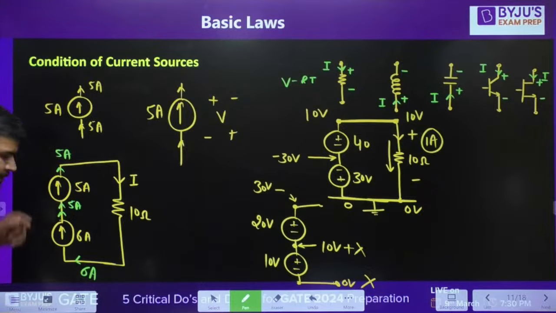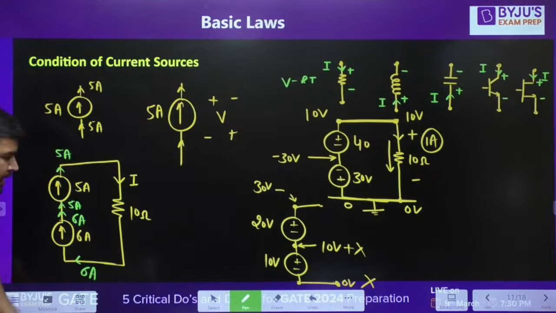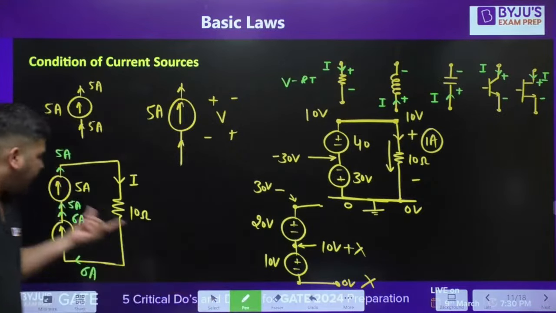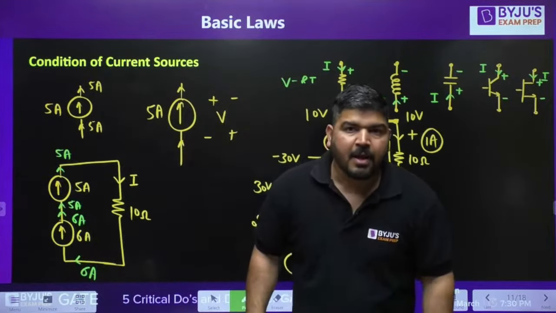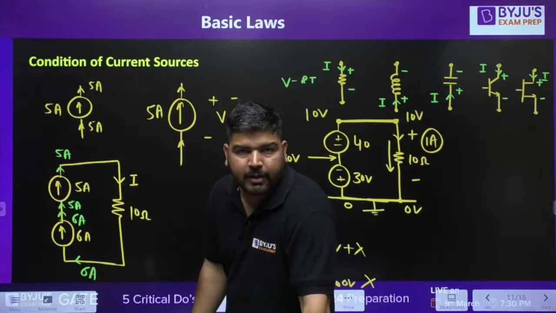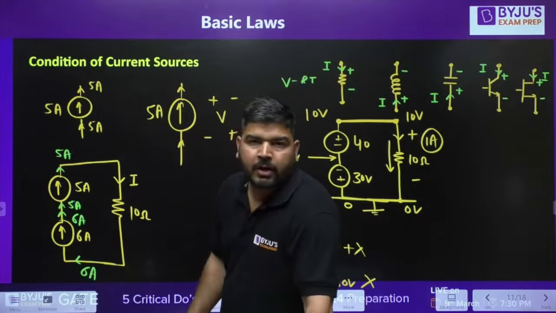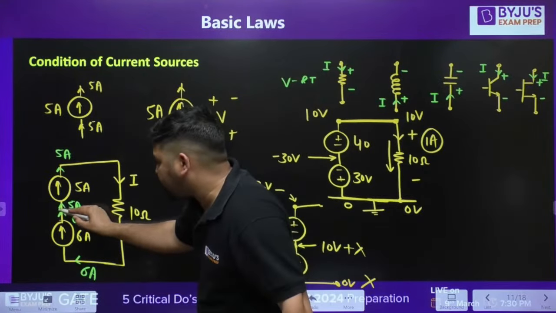Now look at this point. This source is saying, I will provide you 6 ampere without any compromise. This source is saying, I will not take 6 ampere, I will take only 5 ampere because this is my condition. Nature has given me some authority, and according to that authority, I will only accept 5 ampere. Now, there is a violation at this point.